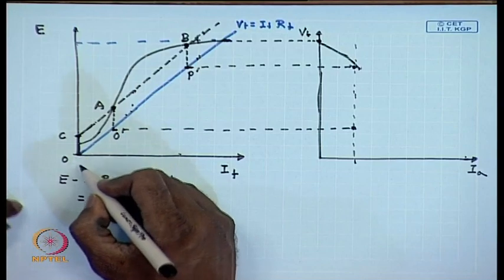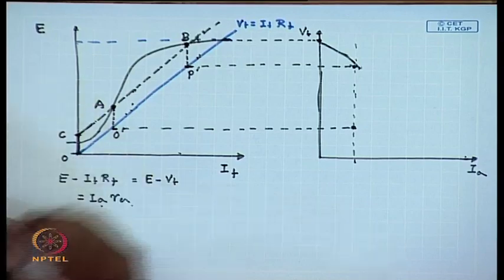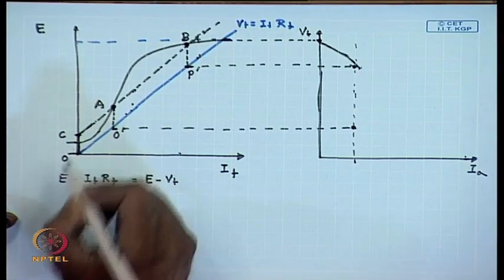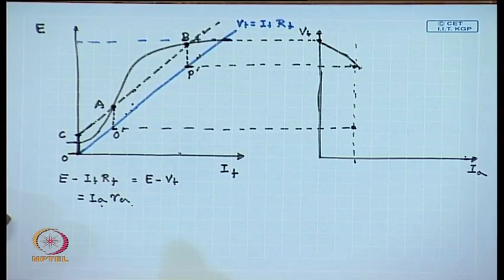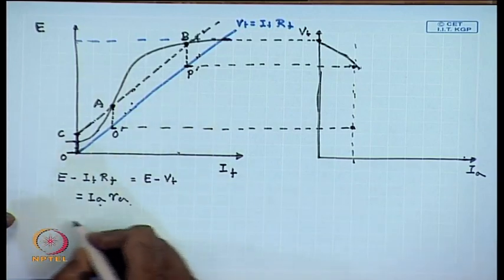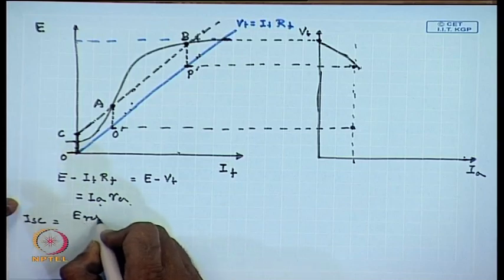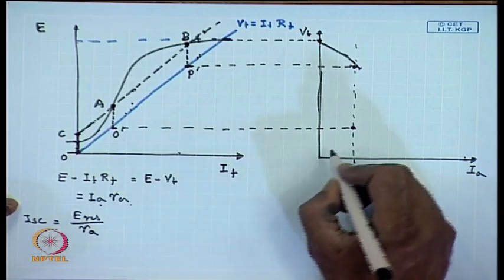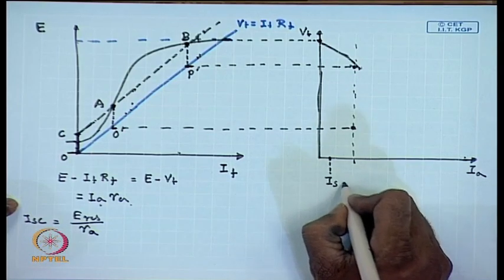Two points are of importance. At terminal voltage equal to 0, the field current IF is equal to 0. So, the terminal voltage is 0, the induced voltage is given by the residual voltage, hence the short circuit current will be the residual voltage E residual divided by RA, and this will be I SC.